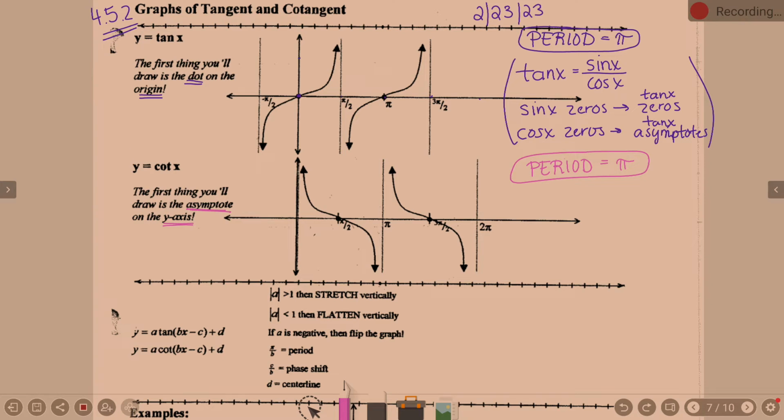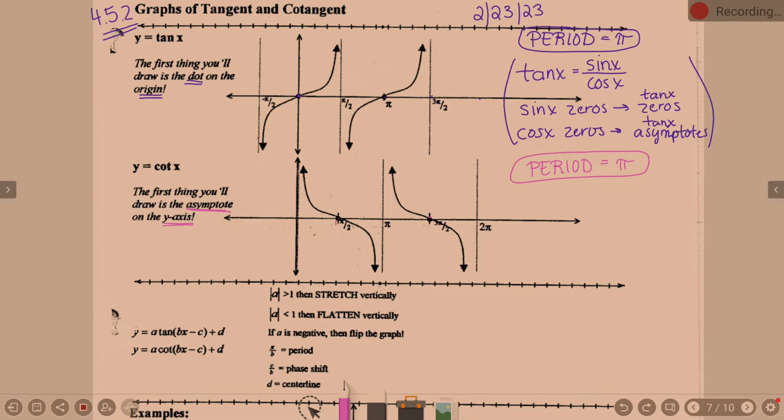But the difference here: with tangent, the first thing you do is put a dot at the origin. With cotangent, the first thing you do is have an asymptote at the origin, so an asymptote on the y-axis. And if the length is the period, how often do we have asymptotes? Every pi. So if there's an asymptote at 0, there's an asymptote at pi, and an asymptote at 2 pi. Now, what's in the middle of the asymptotes? The halfway points are your zeros.